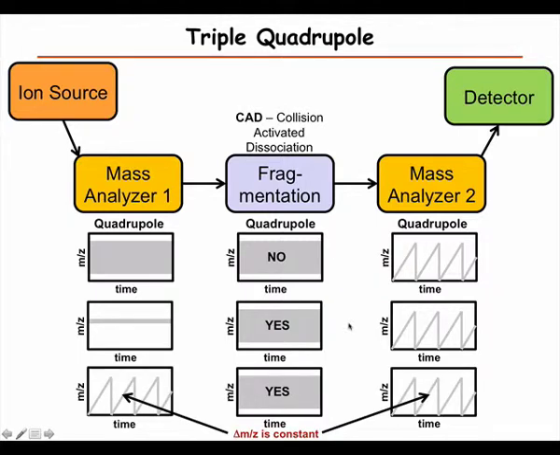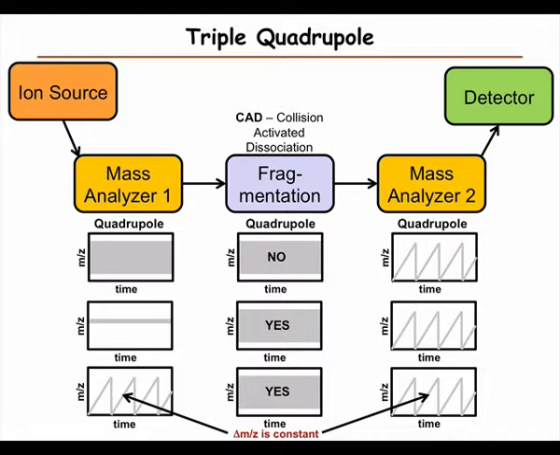Then you can do other little bit fancier things. For example, you can fragment and scan both mass analyzer 1 and 2. And you can set up so that there is a constant difference between the mass that you let through here and that you let through here. So what we're looking for in this case is now a loss of a specific mass.